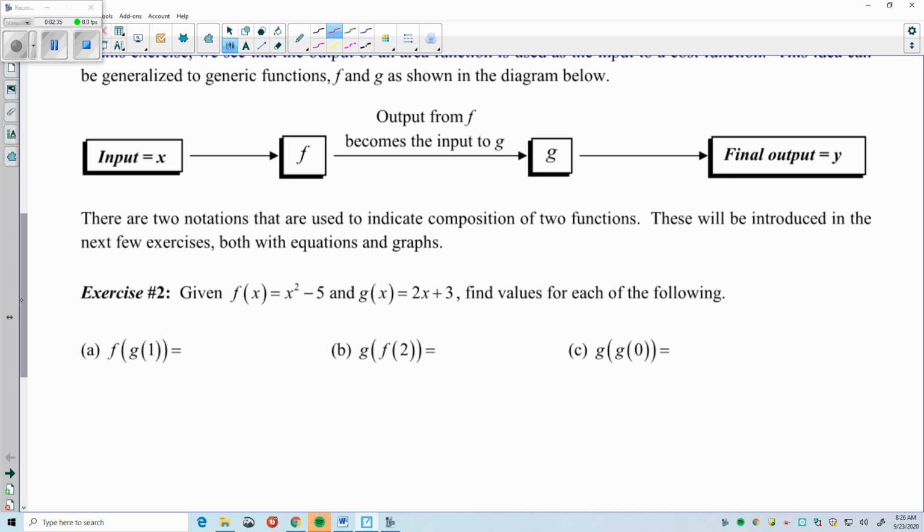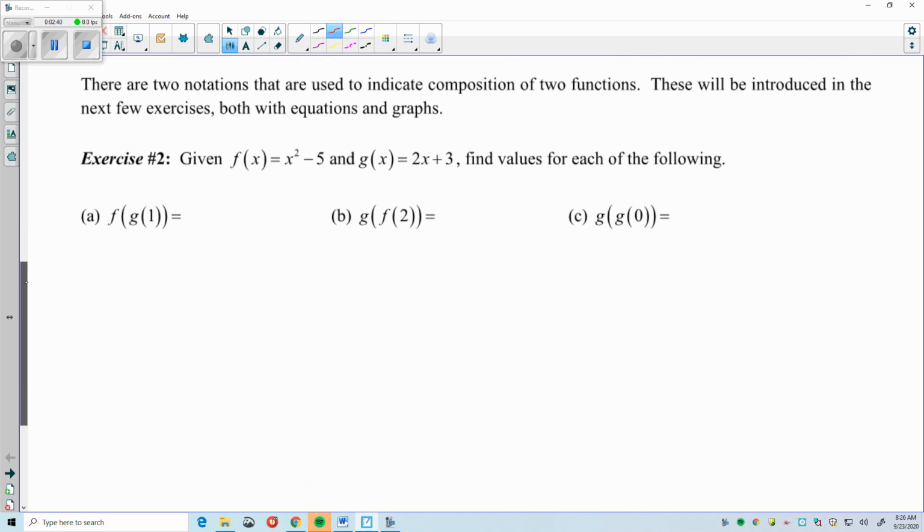Okay, we're going to try this and we're going to see that there's two different notations that we're going to be using. And we have to be comfortable and familiar with both of these notations. So when given the two functions, so we have our first function, this is what our f function will always represent in this exercise 2. And here's what our g function is going to represent. We have to find the values for each of the following. So the one thing that we need to get used to with our composition of functions is you always want to think you're going to be working inside out.